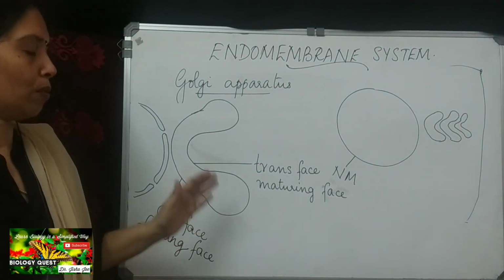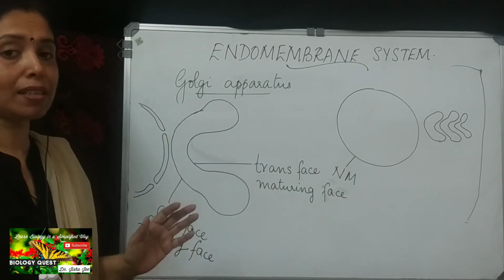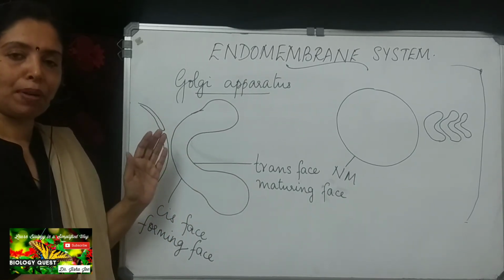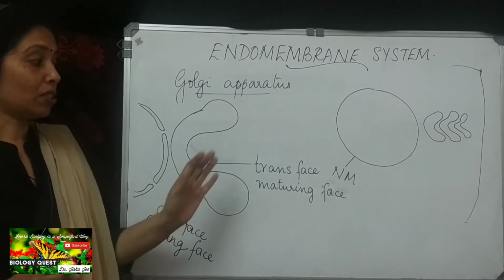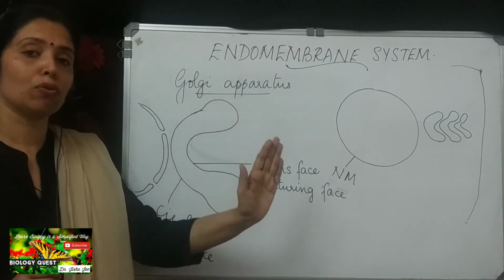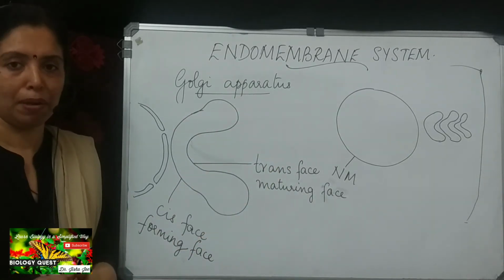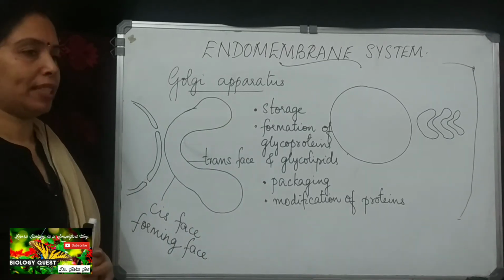Okay, this is how the Golgi apparatus or the cisternae in the Golgi bodies is arranged, with the cis phase towards the nuclear membrane or in close association with the endoplasmic reticulum, and the trans phase in close association or very near to the plasma membrane. Now let us move on to the functions of the Golgi apparatus.